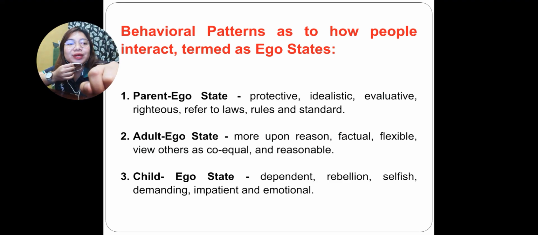Now we have, before we end, the different behavioral patterns as to how people interact in terms of ego states. Okay? Class, have you ever encountered those people who are young but speak like old people? Or there are people who are already of age but whose behavior is still like a child? It's because people have different ego states. There are people with a parent ego state. Okay? People with a parent ego state, their behavior is protective, idealistic, evaluative, righteous, referring to laws or rules and standards.